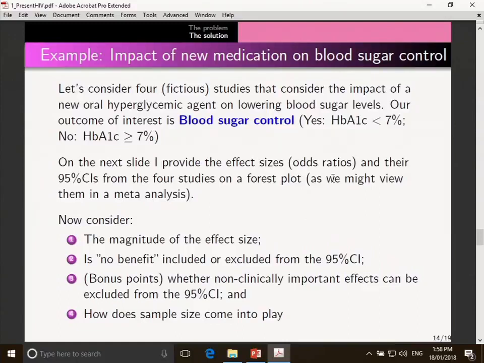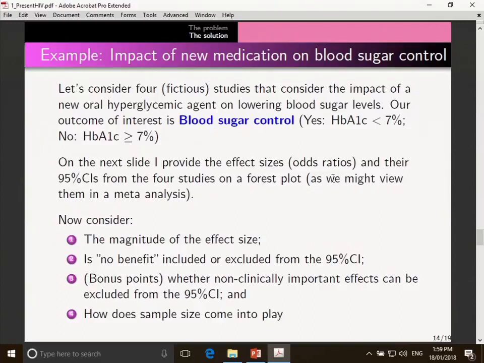Our outcome of interest is blood sugar control, so whether a patient can keep their HbA1c below 7% or not. On the next slide, I'm going to give you these results in a forest plot type format: the effect size and its confidence intervals for these 4 studies. I want you to consider the magnitude of the effect size. What is our estimate of the odds ratio? Is no benefit included in that 95% confidence interval? And here's some bonus points as well.